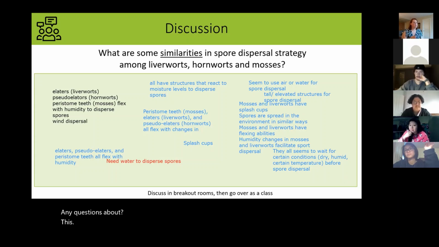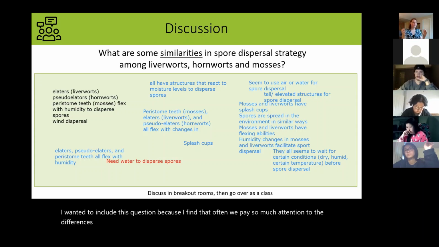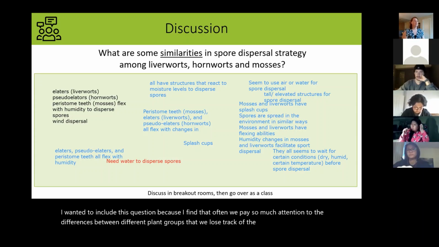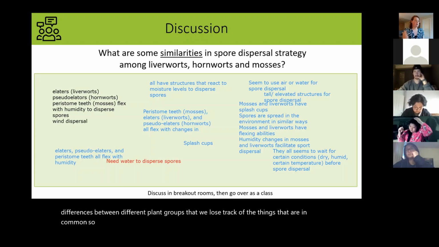I wanted to include this question because I find that often we pay so much attention to the differences between different plant groups that we lose track of the things that are in common. So that's just something to keep in mind when you're studying as well.